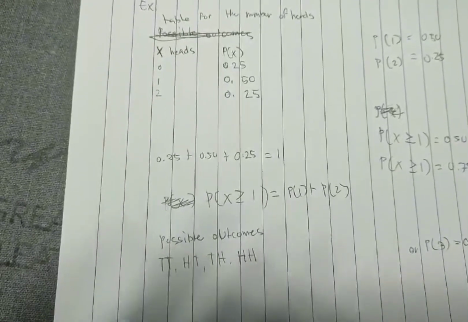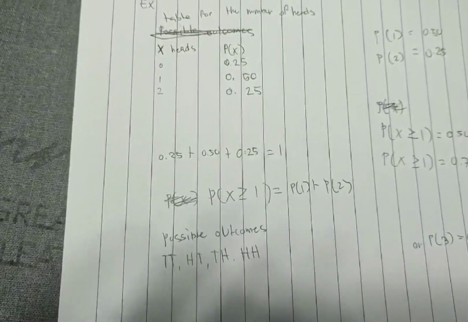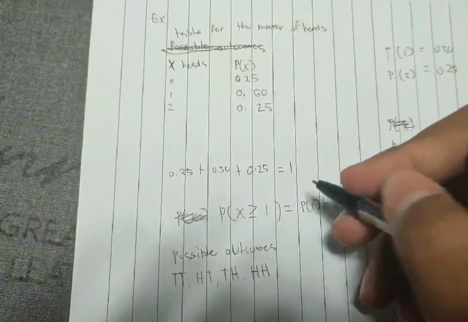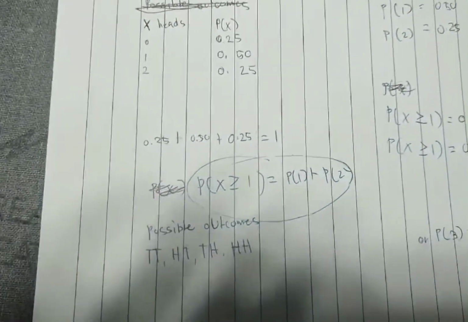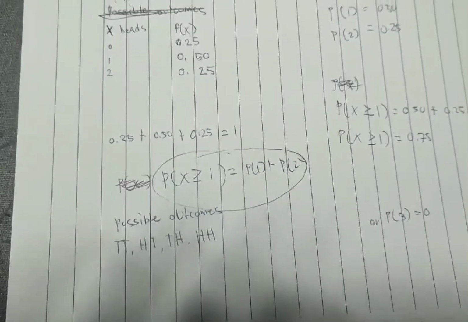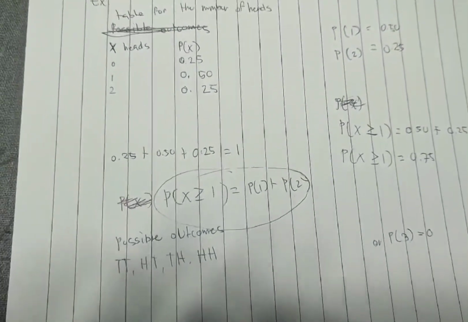Let's solve a simple question. What's the probability of getting 1 or more heads? This means we're looking at the outcomes where we get 1 head or 2 heads. As you can see, the probability of getting 1 or more heads equals the chance of getting 1 head plus the chance of getting 2 heads.